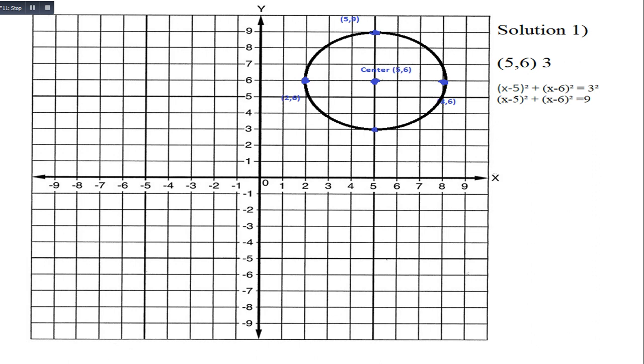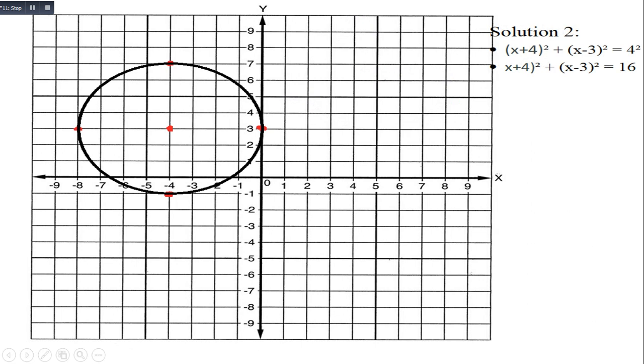In this problem, negative 4, 3, tangent to y-axis, you will go from your center, negative 4, 3, 4 units right to the y-axis. And your point there will be 0, 3. Up from the center will be negative 4, 7. Down will be negative 4, negative 1. Left will be negative 8, 3.